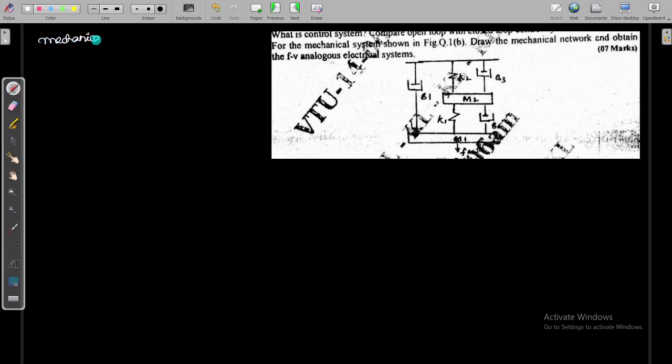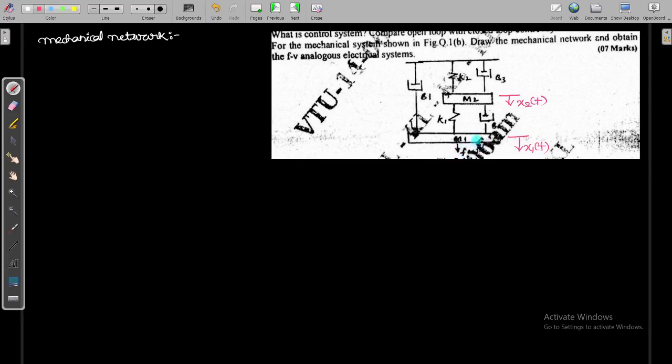Whenever you have the mechanical network, first of all you have to identify the displacements. So how many displacements are there? Here it is not given in the problem, so you have to write the displacements also. You can write the displacement wherever the masses are there. So x2 of t I am writing here. Next you have another mass here, so x1 of t, and you have the force, which is already given in the problem.